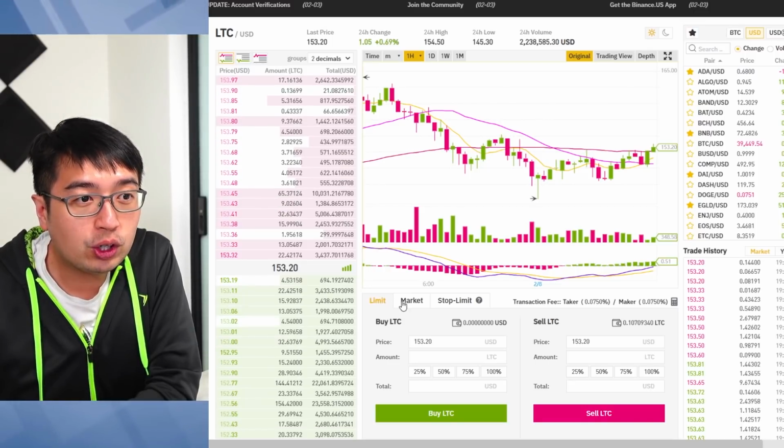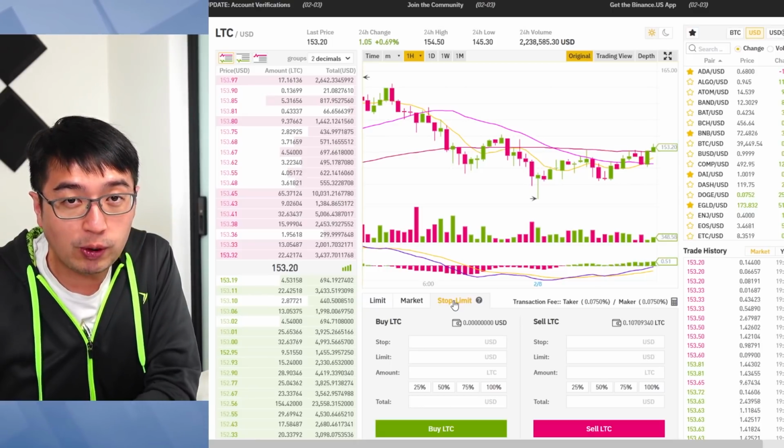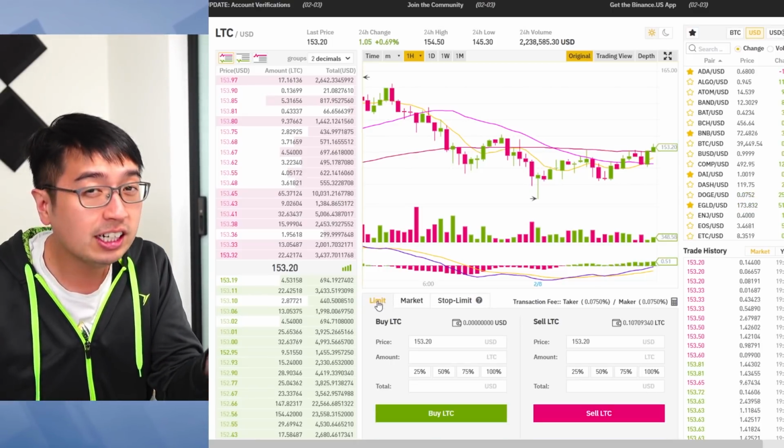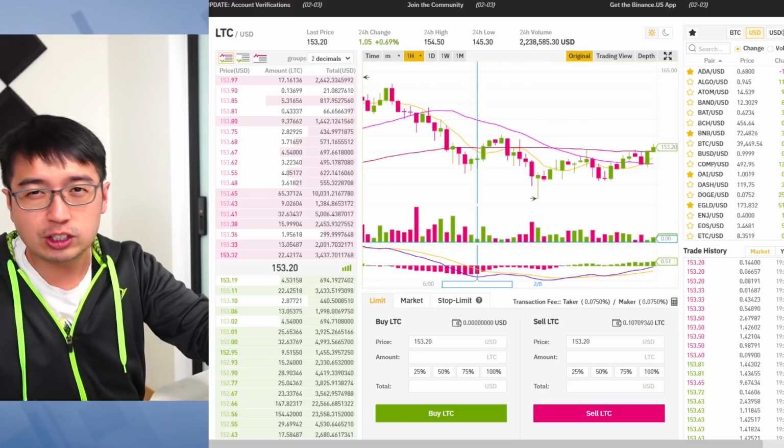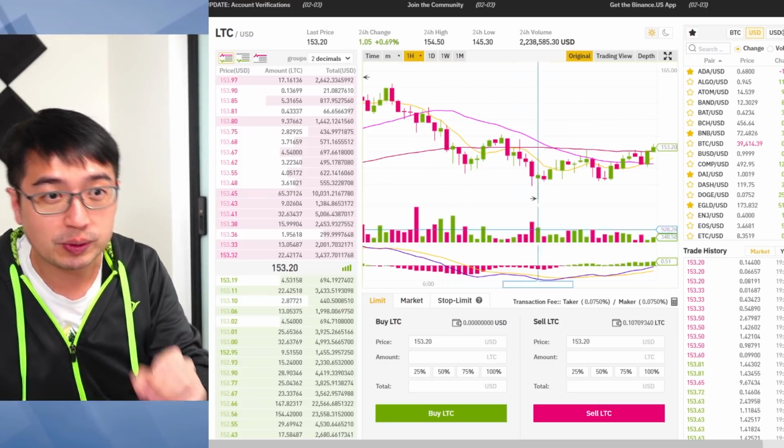So you have your limit orders, your market orders, and your stop limit orders. If you've seen my Coinbase Pro Advanced Guide, I explain all of these. You can check that out, and it goes over everything in better detail, but for now, we're just going to do a brief overview.